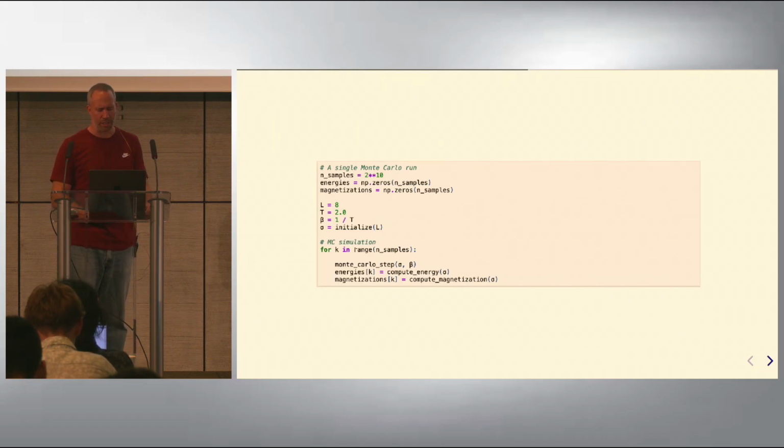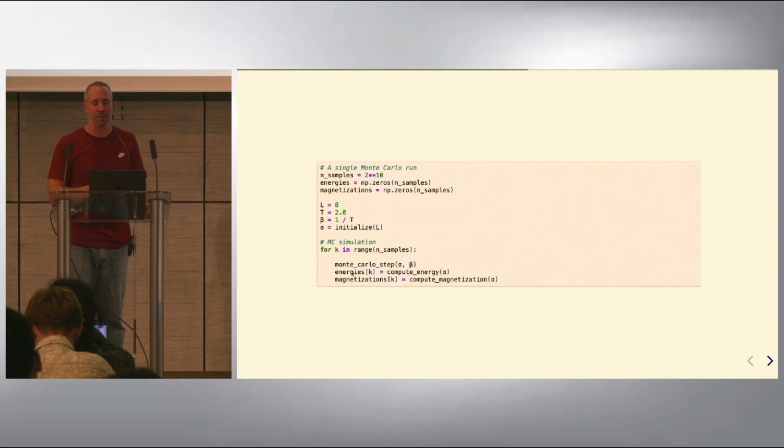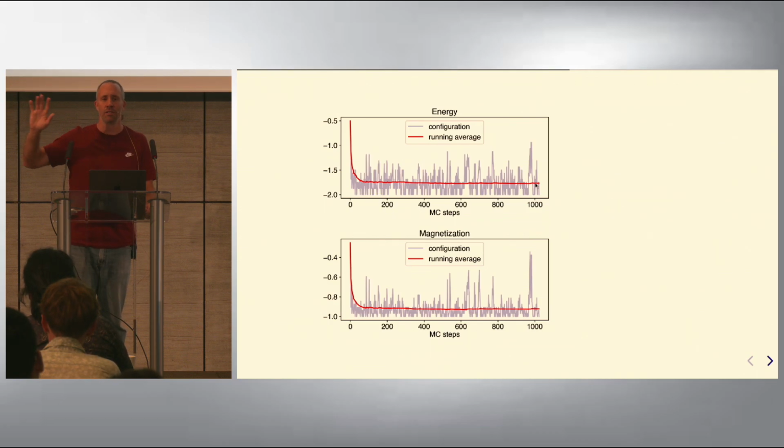You do a loop over many, many Monte Carlo samples. You do a Monte Carlo step. So a Monte Carlo step will create a new configuration. And you just accumulate in a table the energy of those new configurations. Okay? And then you look over time how this evolves. So for example, if I do a simulation here for 1,000 steps, well, the energy is this purple curve. And to get my physical value, well, I just average this over time. Okay? So this red line is the running average. And you see after a certain number of configurations, it stabilizes, and it gives me an estimate of the average energy of my system. Same here for the magnetization.